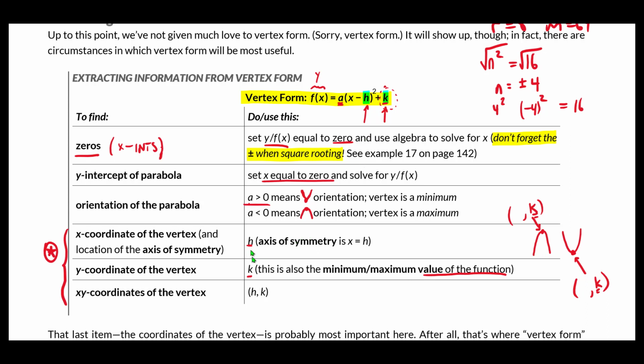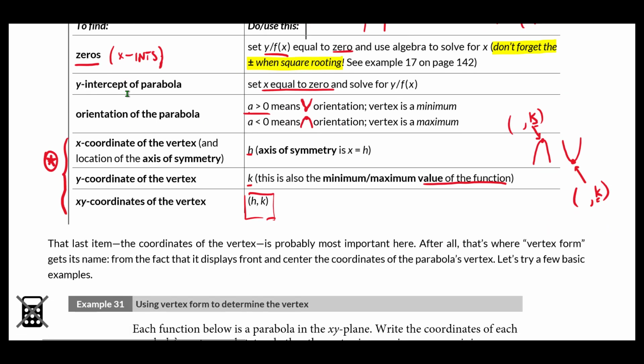So again, to recap, h comma k are the coordinates of the vertex. Whatever's in this position, whatever's in this position, those are the coordinates of the vertex. And we know that that k there is going to be the maximum or minimum value of the function. In this case, the function is f. That is how we extract information from vertex form.